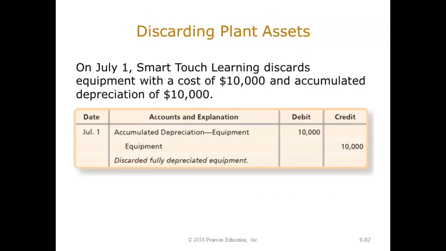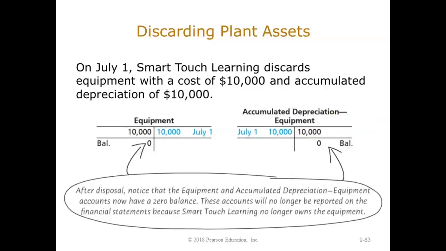Now, in this case, Smart Touch is going to get rid of an asset. It cost $10,000, and there's accumulated depreciation of $10,000 on this asset. So if we discard it and get rid of it, we'll debit accumulated depreciation for $10,000 and credit equipment. That asset is no longer on the books. It's gone, so we don't have to worry about that. You can see that here. The equipment account is credited for $10,000, which lowers the value. Accumulated depreciation is debited for $10,000, which also lowers the value of accumulated depreciation.